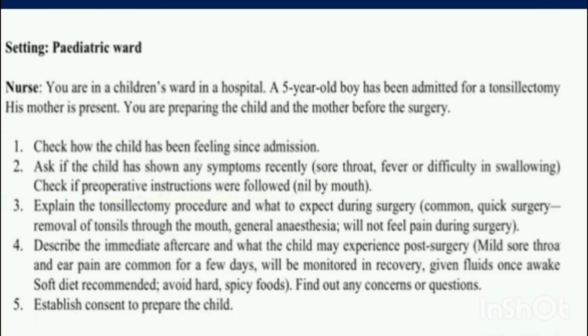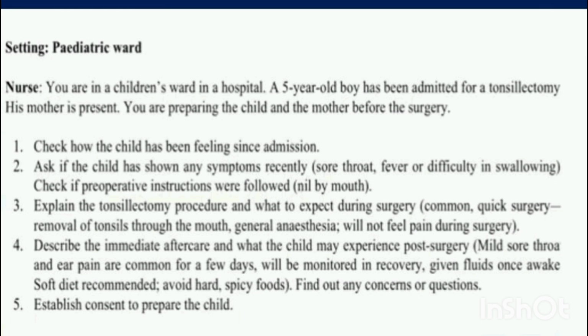Next, as a nurse, in the second task we can ask the symptoms of the child. The task is: ask if the child has shown any symptoms recently like sore throat, fever, or difficulty in swallowing. Check if pre-operative instructions were followed like nil by mouth. So this is the task and we can construct the sentence like this. In this task, we have to collect the information from the bystander, that is the mother. So we can use signposting here. Like this: "Prior to moving forward, I am going to ask you some questions."